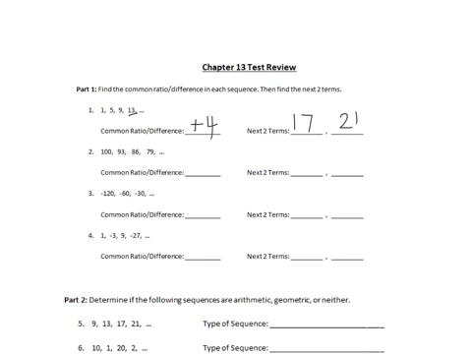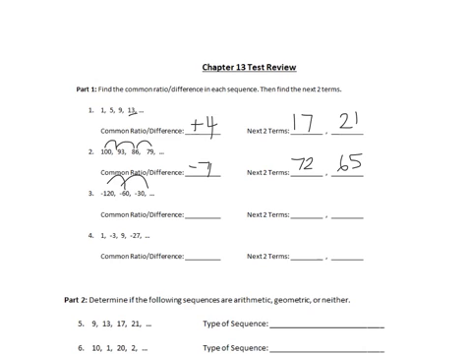Okay, this one, it looks like I'm going down 7, down 7, down 7. So this is subtracting 7. So the next two terms are going to be 72 and 65. Okay, this one I'm dividing by 2.